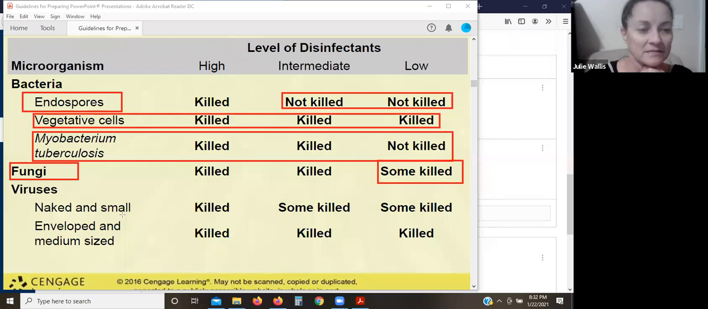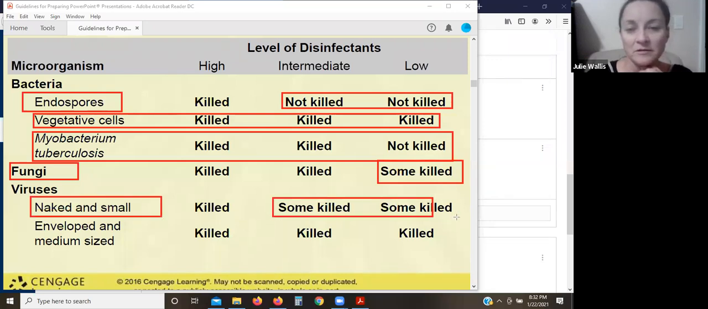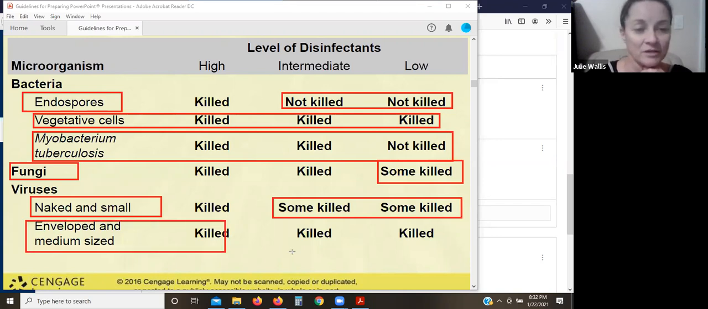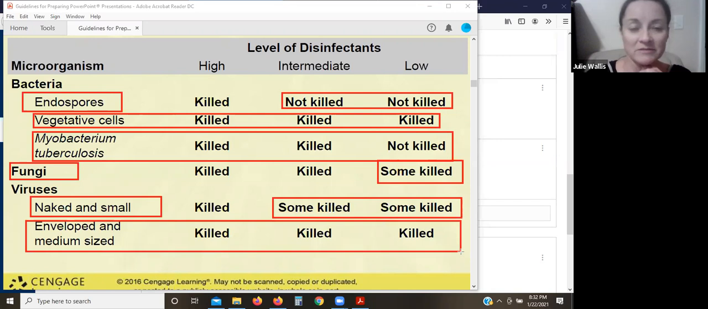And then your naked small viruses are going to be more resistant to disinfectants, whereas your enveloped medium-size viruses are more susceptible to being killed, which is a positive thing for COVID because it is an enveloped virus. This is one of the reasons that the use of hand sanitizer and all of that is important, because it actually is effective against it.